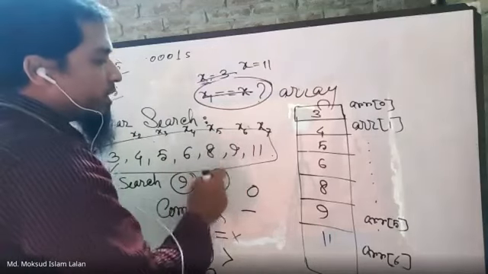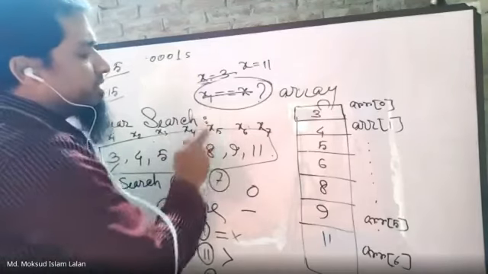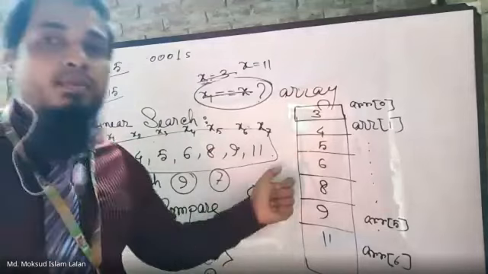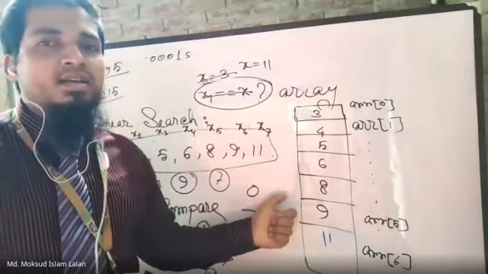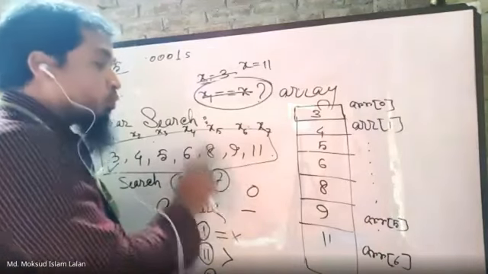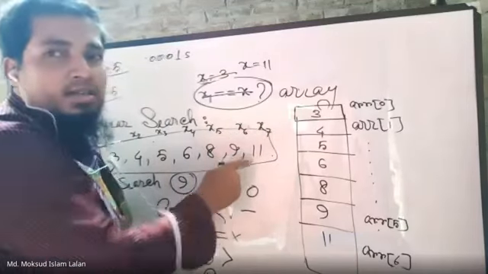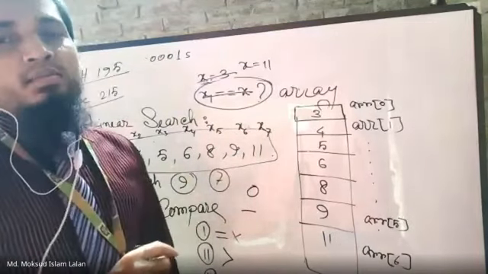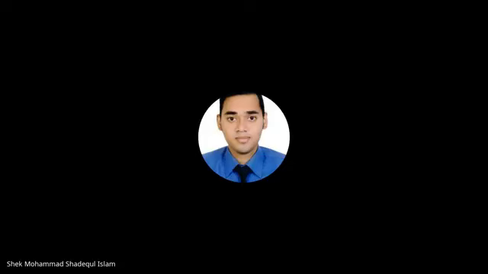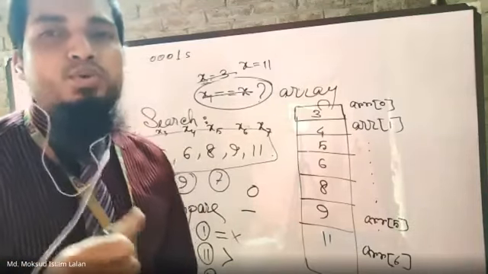So this is the time killing method. If the searching element does not belong, or belongs at the end of the list, it will take more time. Okay? Okay, sir. I mean the time complexity is much bigger.